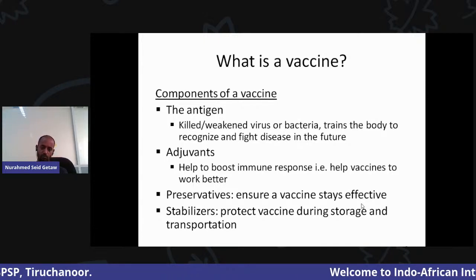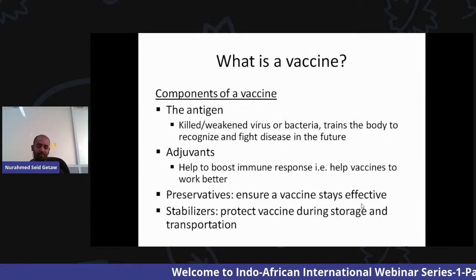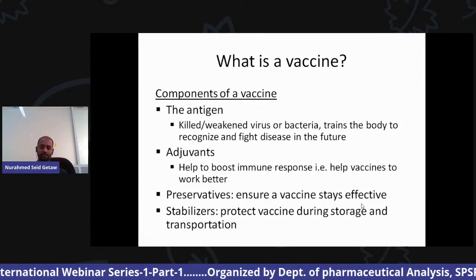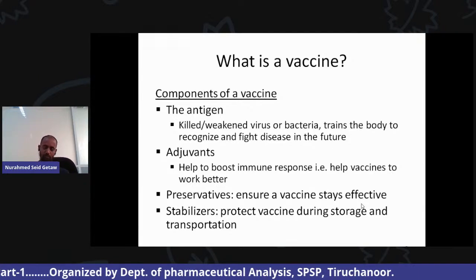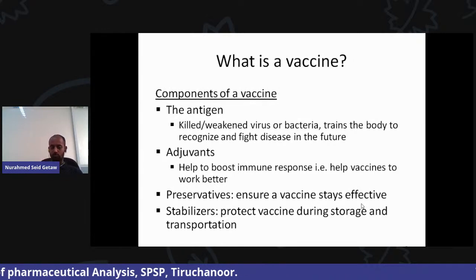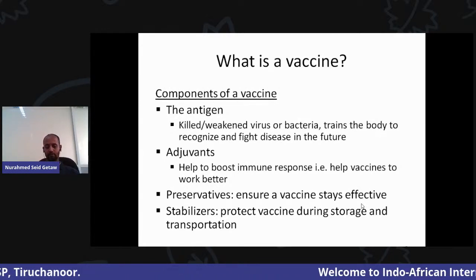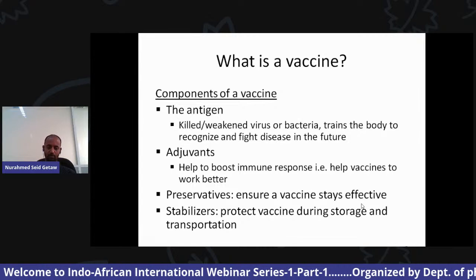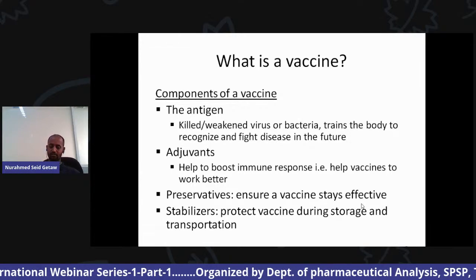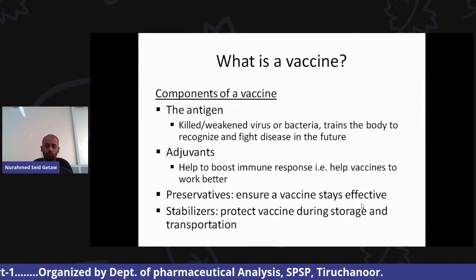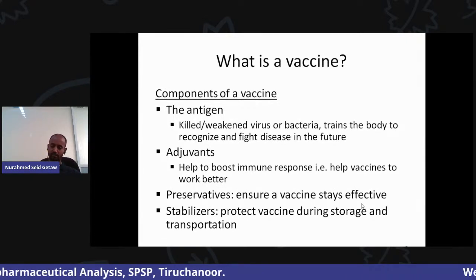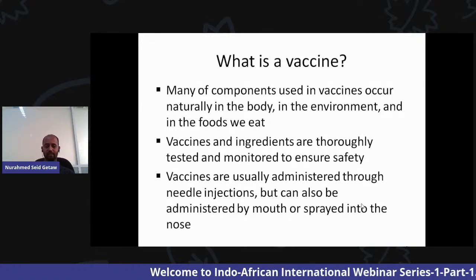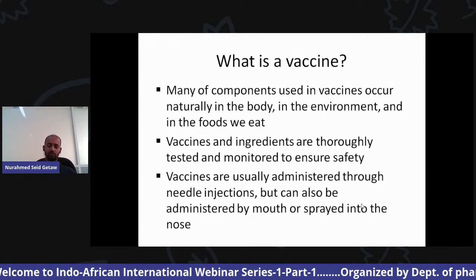The other components are adjuvants, or what we call excipients, which are intentionally added to the preparation to optimize the action of the actual antigen. Preservatives can also be used to maintain these vaccines throughout their lifetime, or to keep their effectiveness for the desired period of time. Similar components known as stabilizers are also included in vaccines, which protect the vaccine during transportation and storage. So it will keep the vaccine maintaining its identity alongside the preservatives.